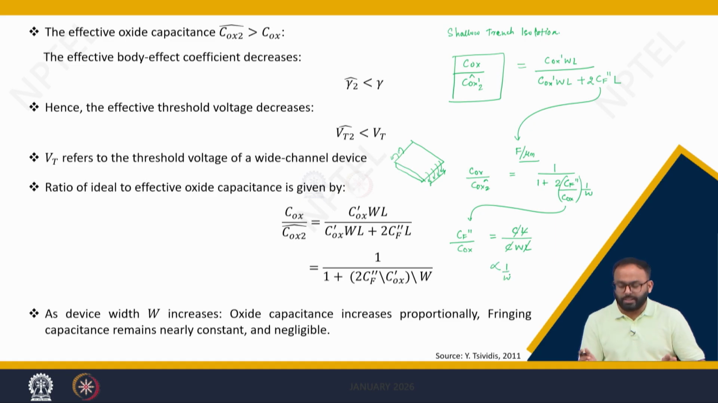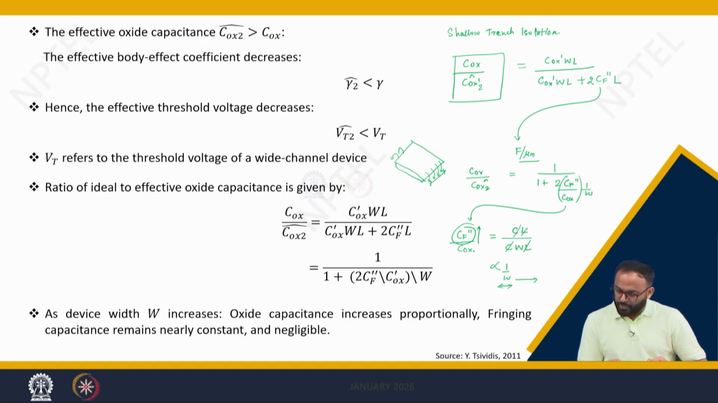If you increase the width of the device, the effect of fringe capacitance is very small, and hence you can simply neglect it. However, when you reduce the width of the device, the ratio of fringe capacitance per overall capacitance will increase, or the impact of fringe capacitance increases. You cannot simply ignore that part, and you need to consider it. That is what we call the charge sharing effect in narrow width devices.